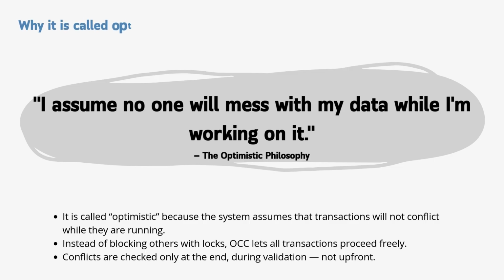Why is it called optimistic? The technique is called optimistic because the system trusts that no one will interfere with the data while a transaction is running. It does not use heavy blocking like locking techniques. Instead, OCC lets all transactions continue confidently and only checks for conflict at the end. This approach reduces overhead and improves performance, especially when conflicts are uncommon.